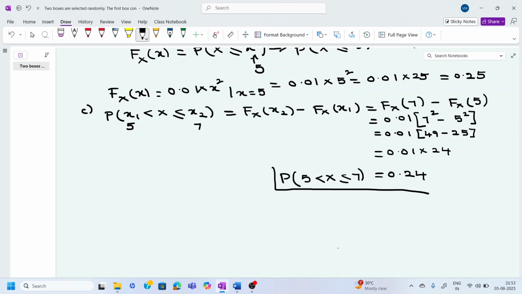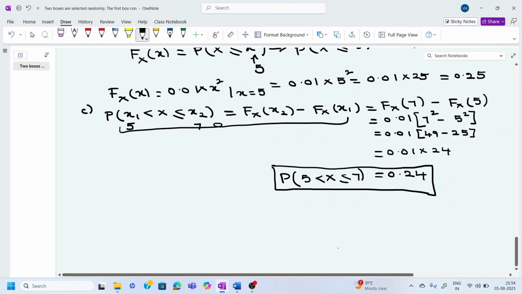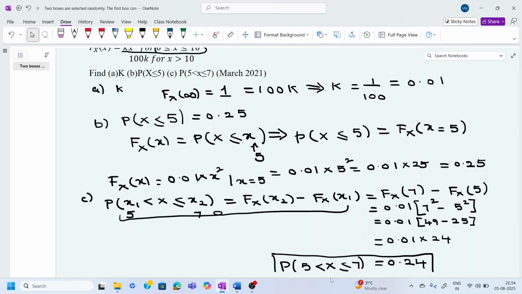So this is how, if we are asked to find the probability that the random variable takes values between two values, we have to use this property of the distribution function. I hope everyone understood how we have solved this problem.